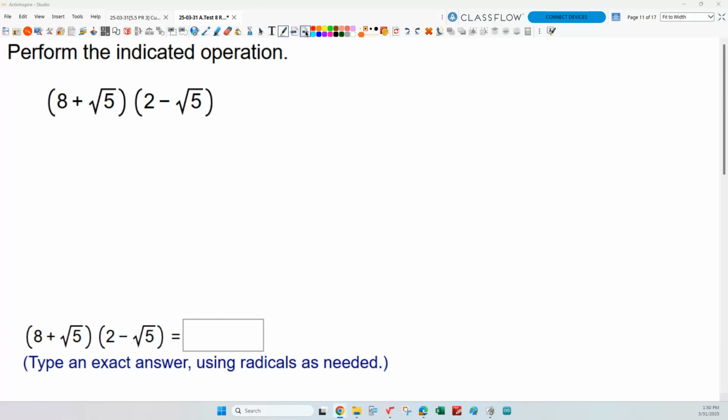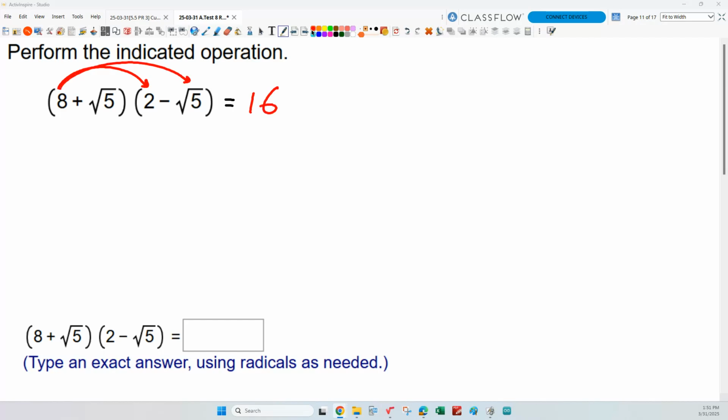Okay, what about this one? What's the plan here? Yeah, just distribute, right? We're just going to distribute. And it's just a bunch of the stuff we've already talked about, but there's a lot of it because I have to distribute. So I distribute the 8. What's 8 times 2? 16.